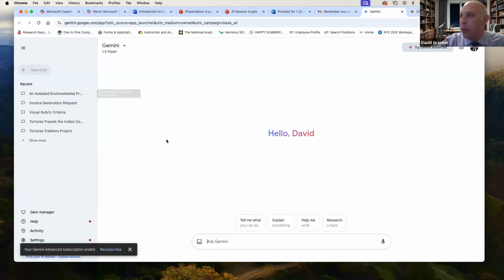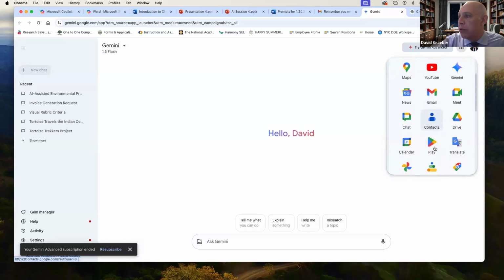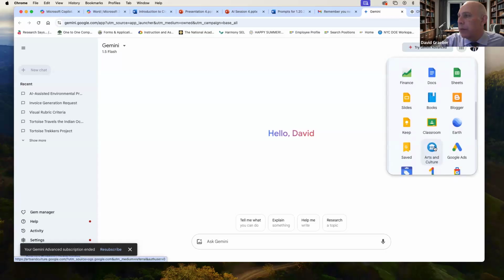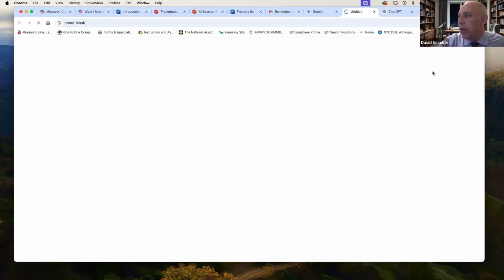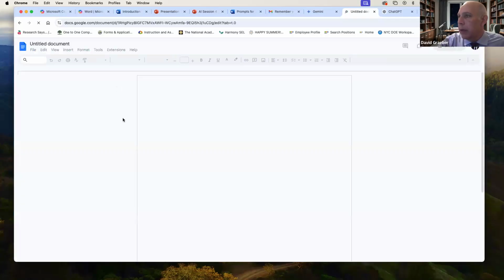But as you can see, I've used this one too. I dabbled with an account in this one for a little while just to test it out. You'll notice that when you go into your apps, like Google Docs, you create a blank document.